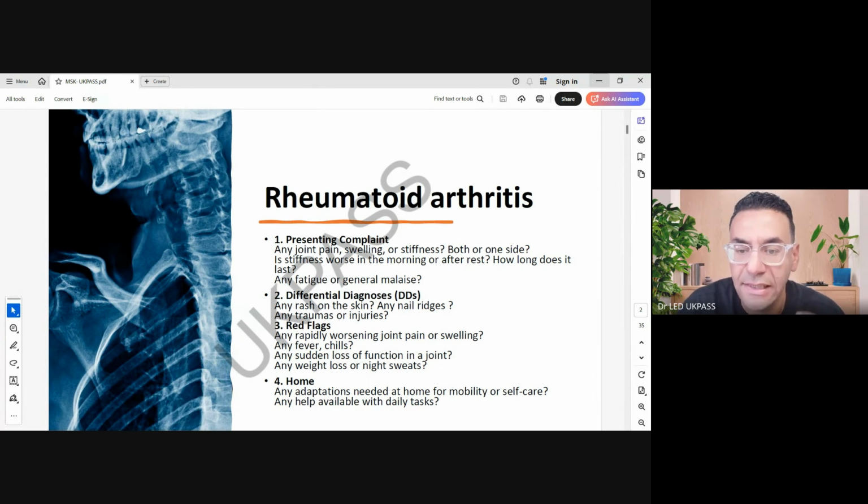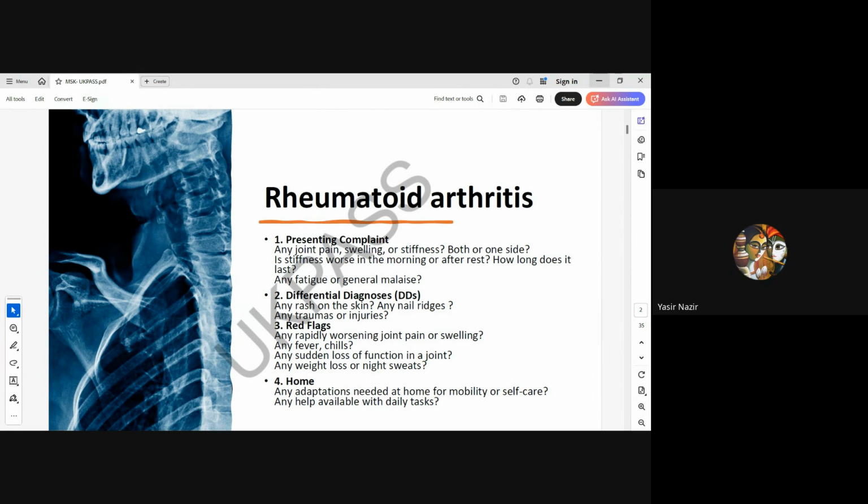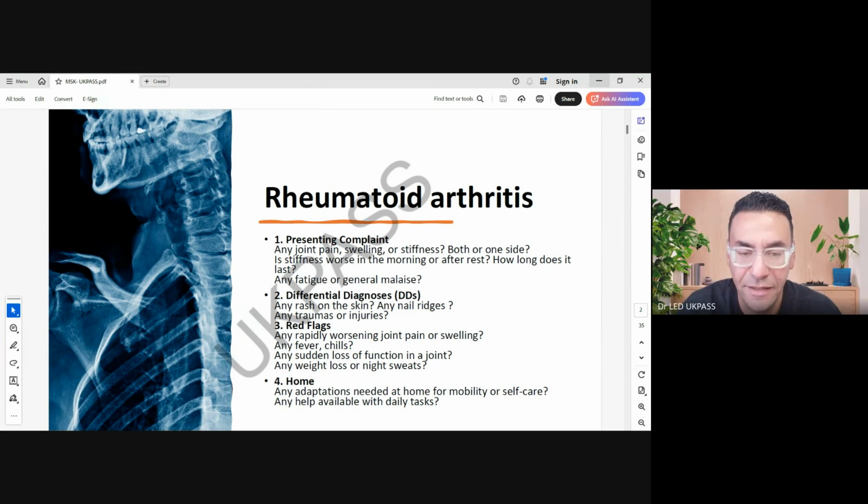If you know, please tell me. What is the difference between rheumatoid arthritis and osteoarthritis? How can you spot it? Rheumatoid arthritis mostly presents at a young age. Okay, but it can still present in older age groups as well. What else? Stiffness duration.